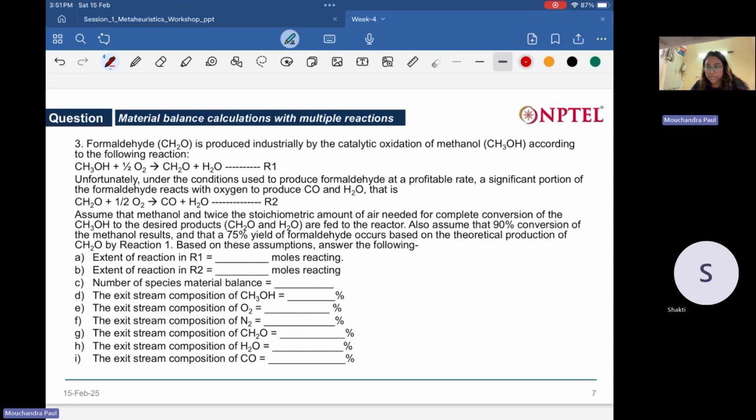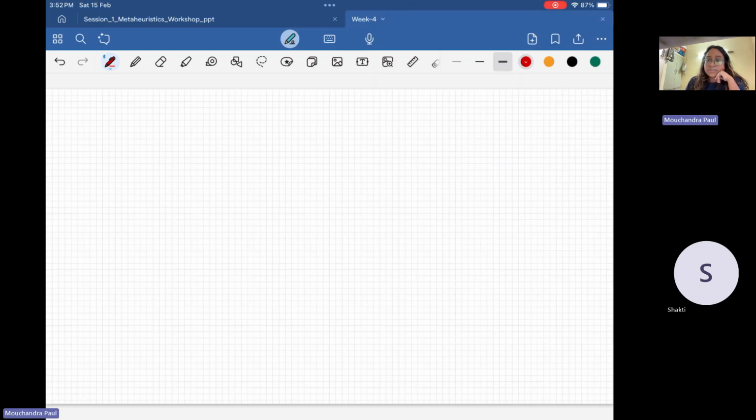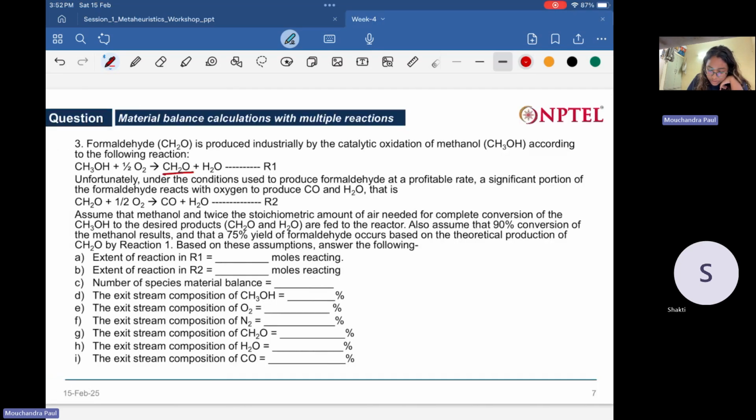So let's begin. So there are two reactions here, all right? Reaction 1 and reaction 2. Reaction 1 is basically the formation of formaldehyde from methanol. Whereas what happens in reaction 2 is some of the formaldehyde that is formed in reaction 1 gets reacted with oxygen to produce carbon monoxide and water.